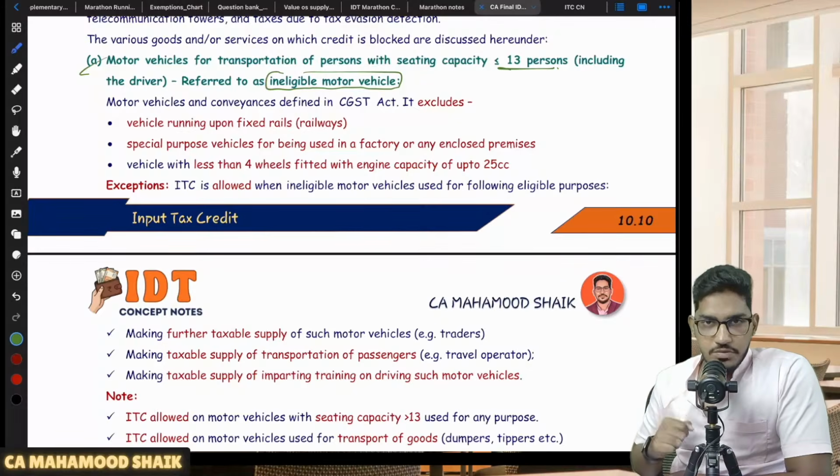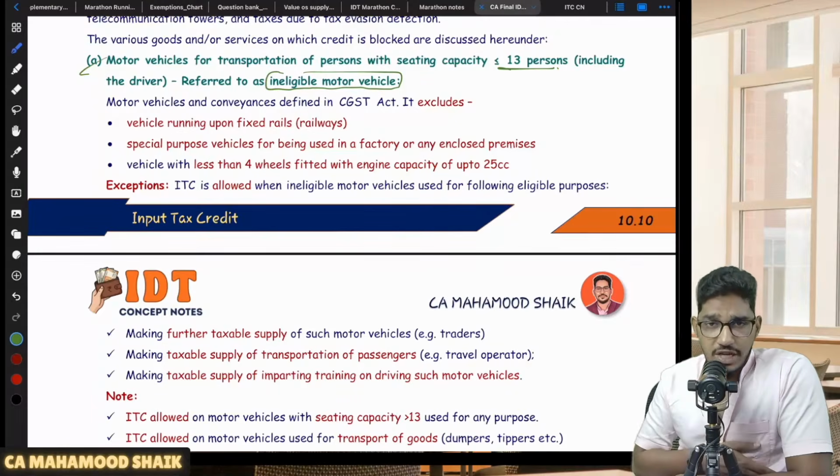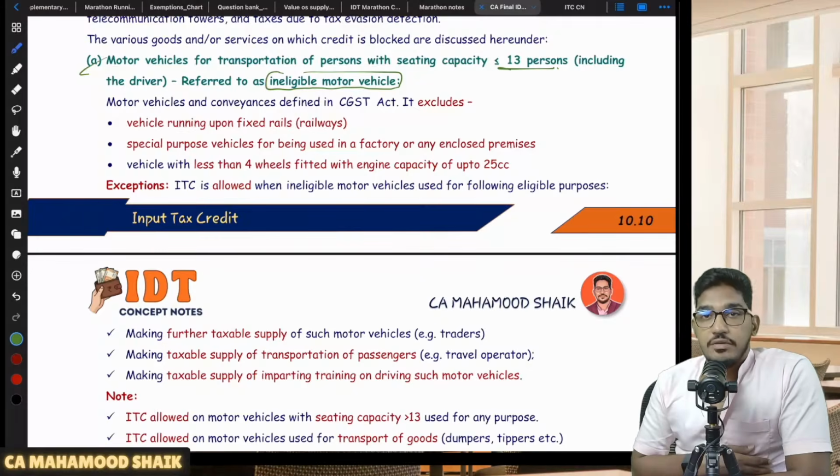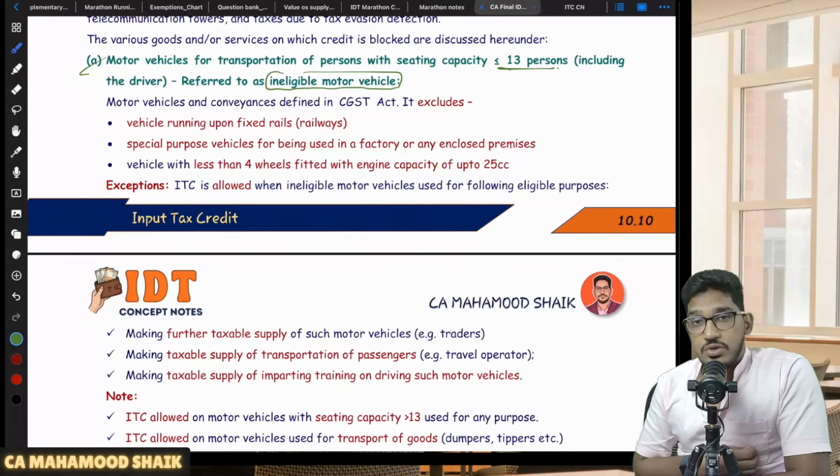So what is an ineligible motor vehicle? An ineligible motor vehicle is only such a motor vehicle which is designed to carry passengers. If you are buying any motor vehicle designed to carry goods, will it also be blocked? No, it will not be blocked. Similarly, the restriction is also there only on a motor vehicle designed to carry passengers having a seating capacity of less than or equal to 13. That means if you are buying a motor vehicle designed to carry passengers having a seating capacity of more than 13, will there be any restriction? No restriction. You can avail full ITC.